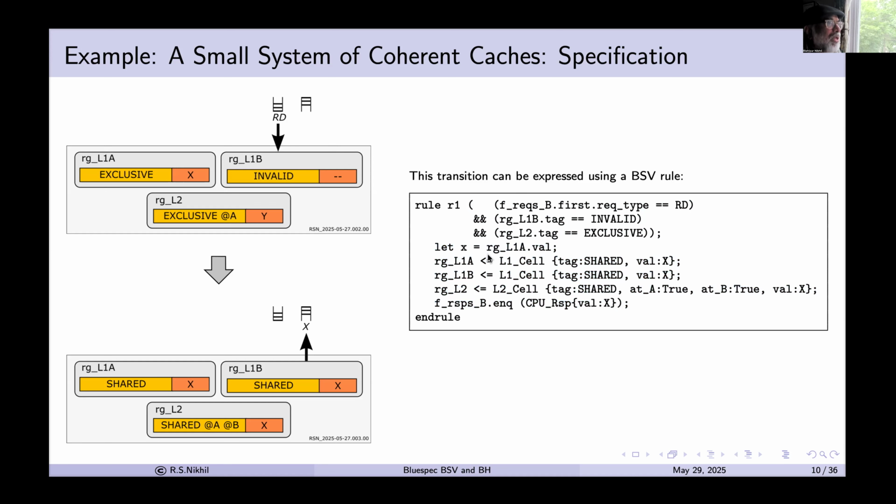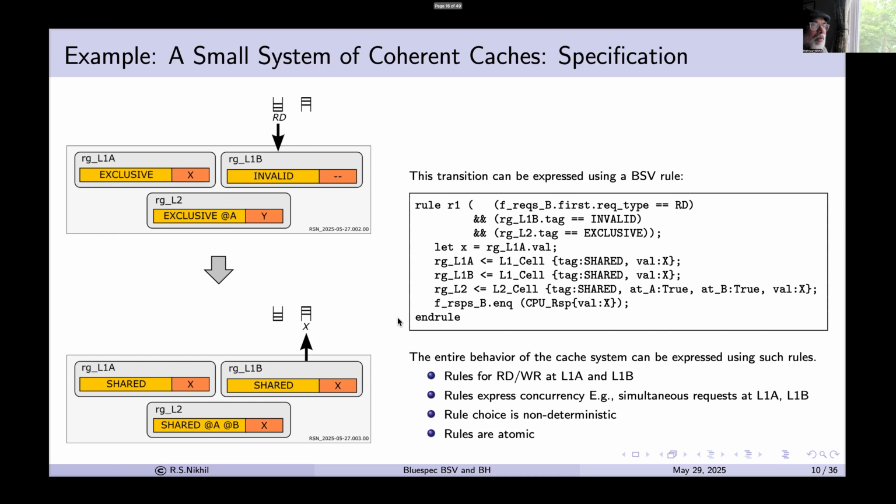which is over here. So X is the value in L1A. I replace L1A with shared. I replace L1B with shared. I replace L2 with shared, and the fact that it's available at both A and B. And I enqueue the response back to the CPU with the value X, saying, here's the value X. So in a single rule, I express the overall state transition that I'd like to bring about using this idea of a guarded atomic action here.